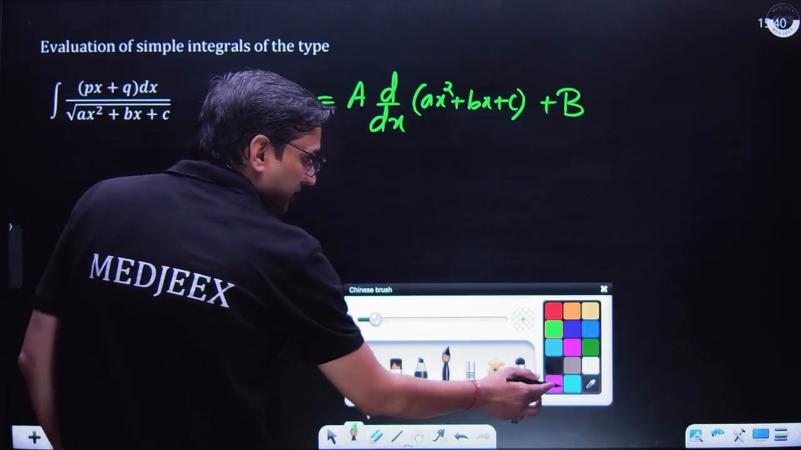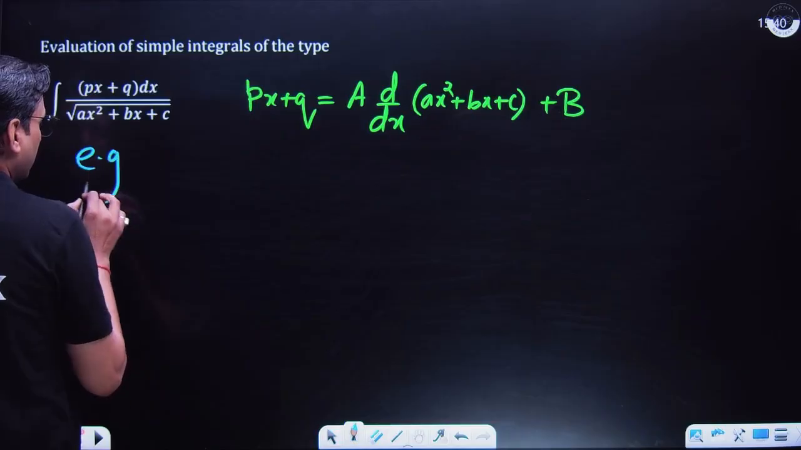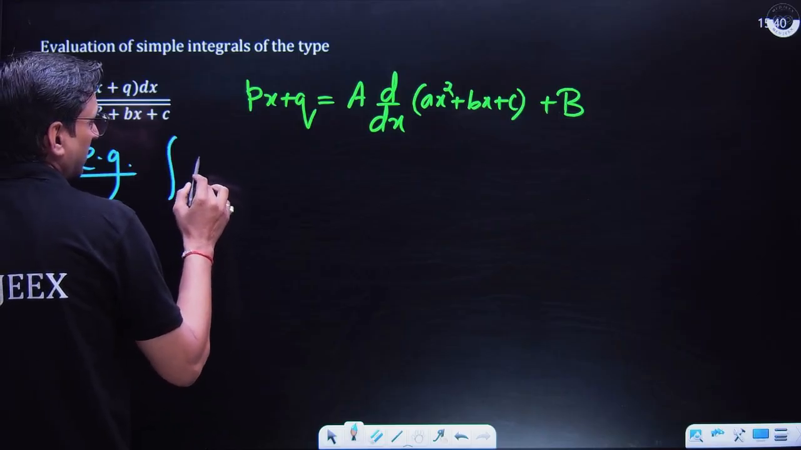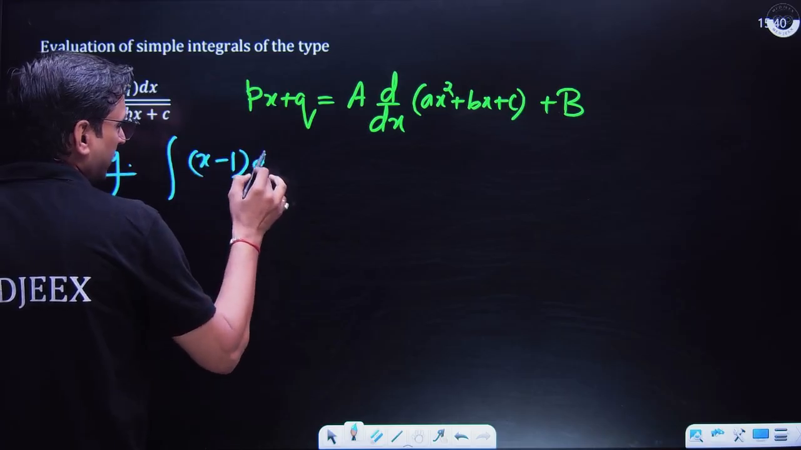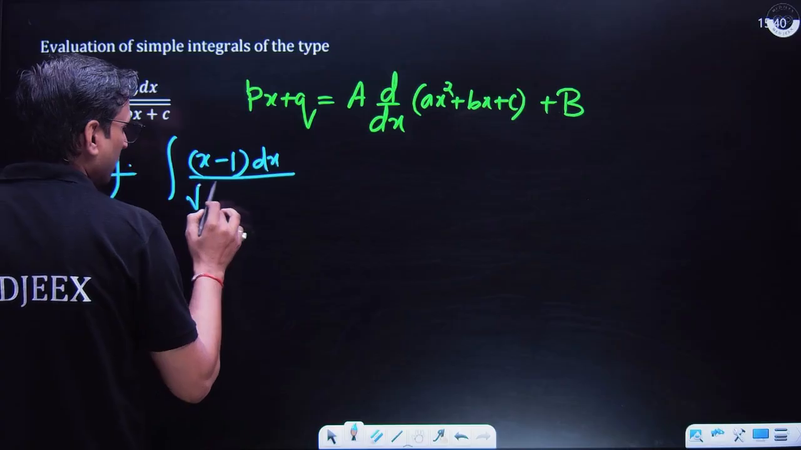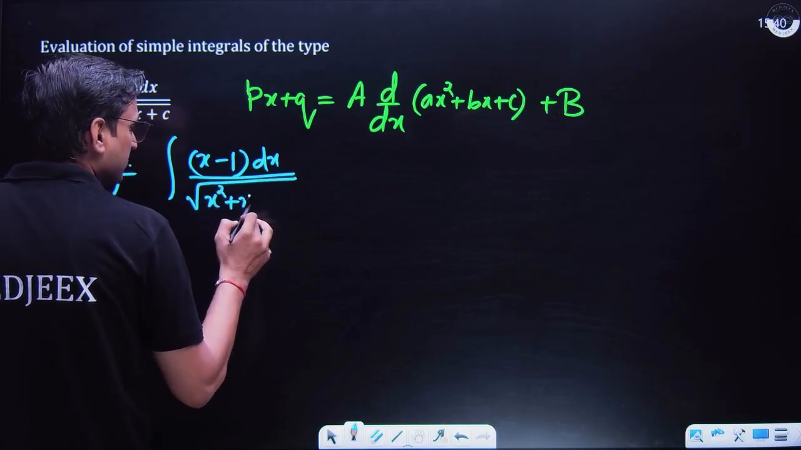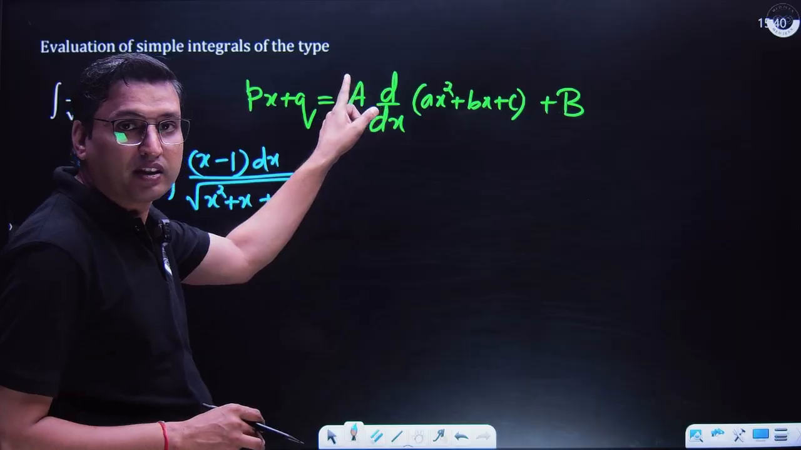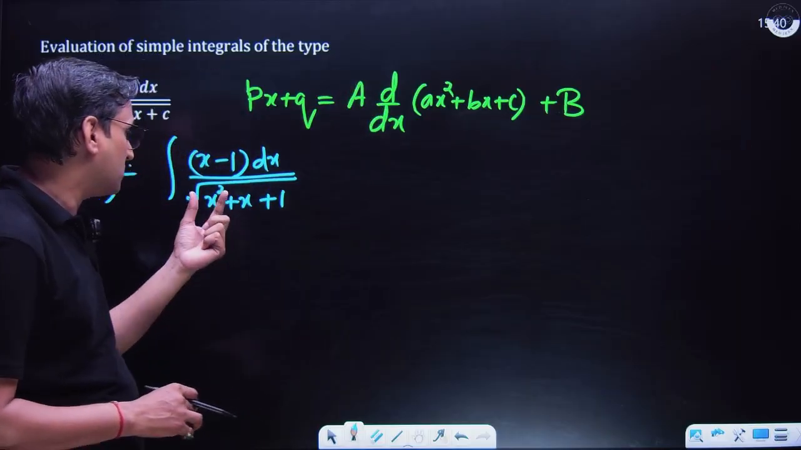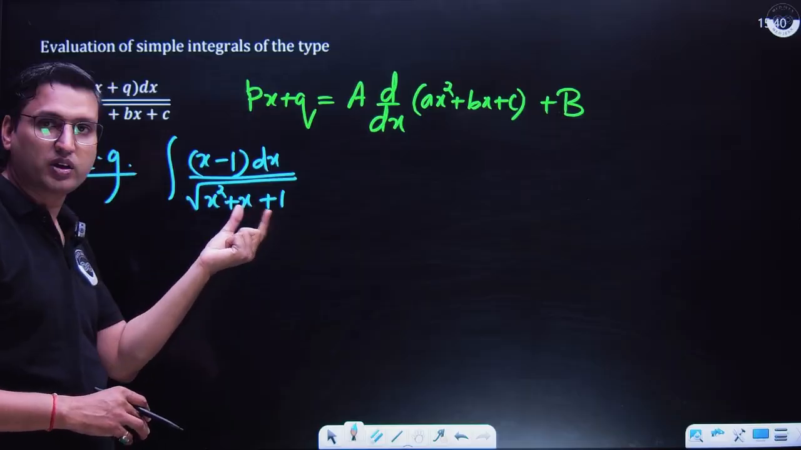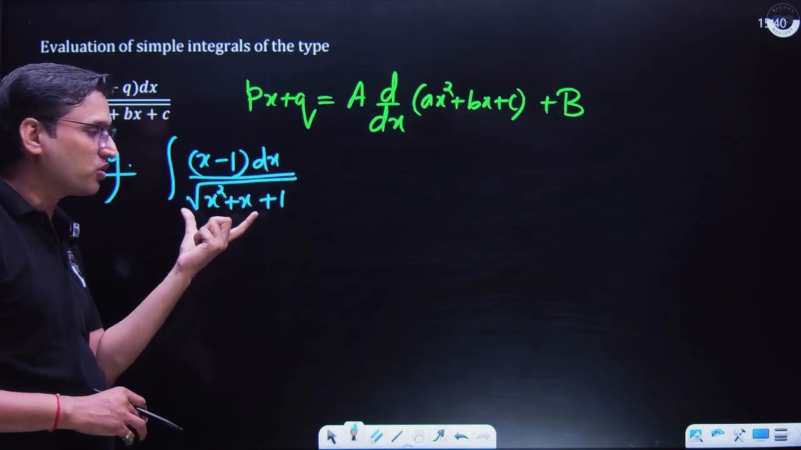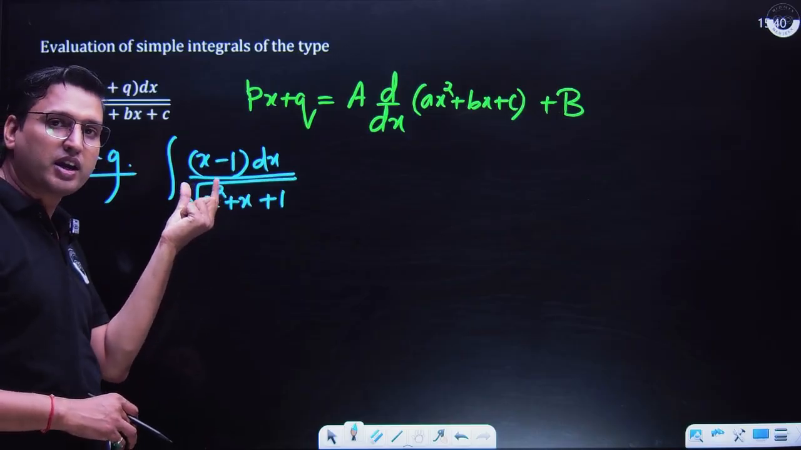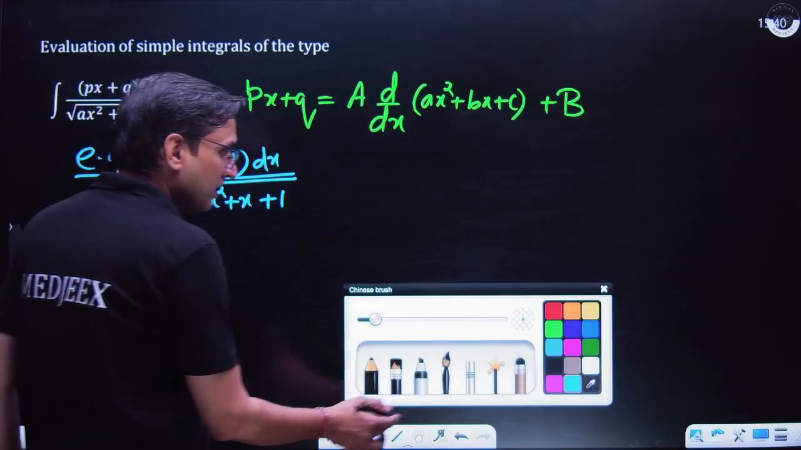Now take the example. I can mention integration of x minus 1 dx whole divided by root over x square plus x plus 1. Now you are going to apply this particular step on this question. Since we have the square root of x square plus x plus 1, we have to link this x minus 1 into the differential format of x square plus x plus 1.